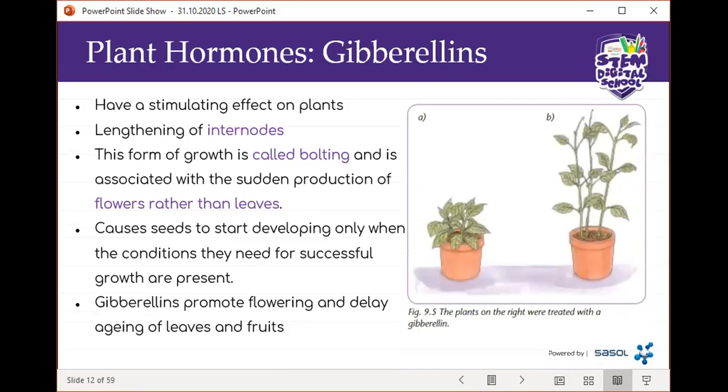Here we have figure 9.5. The plants on the right were treated with gibberellins. So it's a comparison between a plant which was not treated with the hormone gibberellins and the one treated with the hormone gibberellins. Figure B was the one that was treated with the gibberellin hormone.